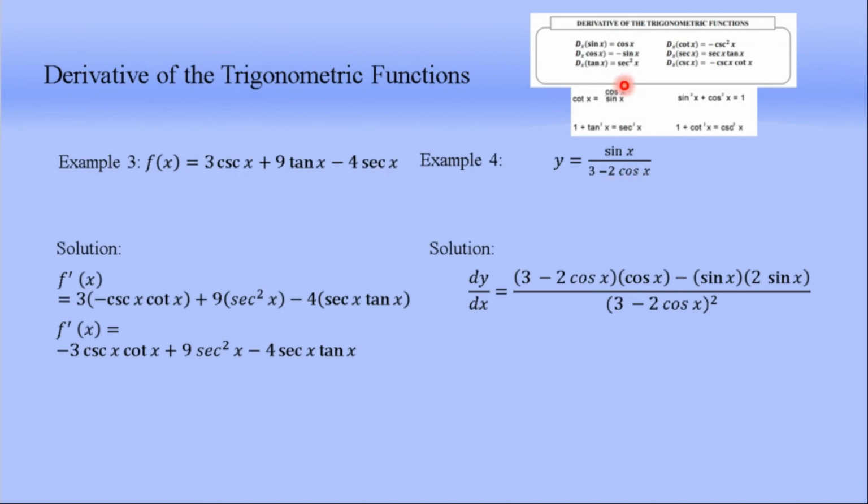So cos x is the derivative of cos x. Cos x is negative sine x. So since this is negative 2, negative 2 cos x times negative sine x, which is the derivative of cos x, it would equate to positive 2 sine x. And then the denominator is just the square of the second function, which is 3 minus 2 cos x squared.